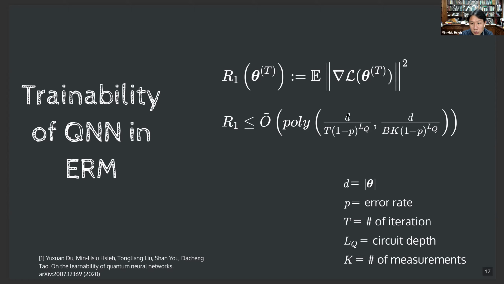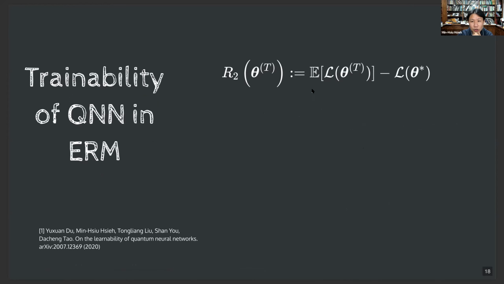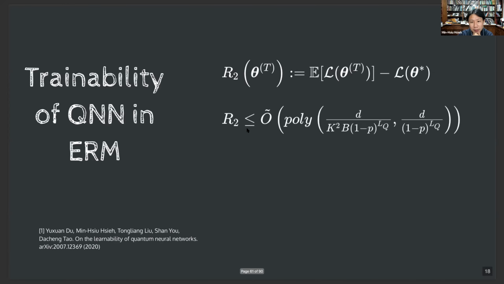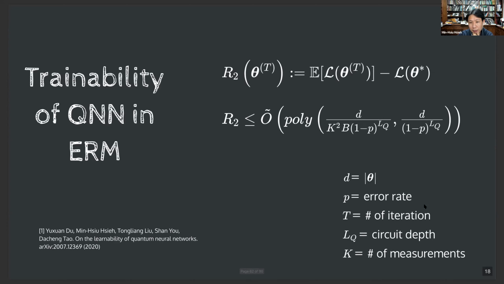Somehow we show that with this regularization term, you won't observe this barren plateau phenomenon in this case. And then we can also show that the convergence to the global optima can be guaranteed. It also depends on these parameters. If you have more measurements, then of course you can get better statistics, and then you could have a better utility bound, this L2 bound.